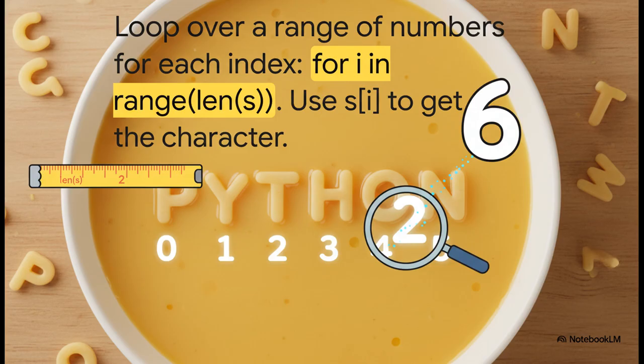So you see, this loop doesn't give us the letters directly. It gives us the index numbers, 0, then 1, then 2, all the way up. And now, inside the loop, we can finally grab the character at that address using s[i]. Boom, we have both the address and the letter.